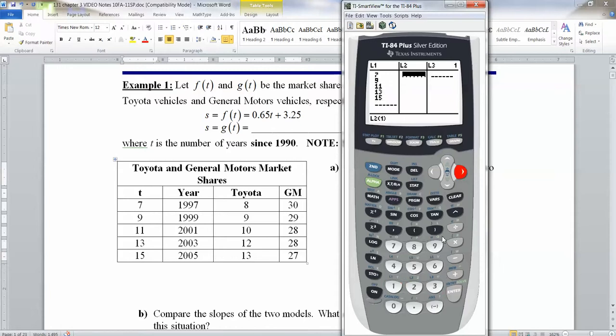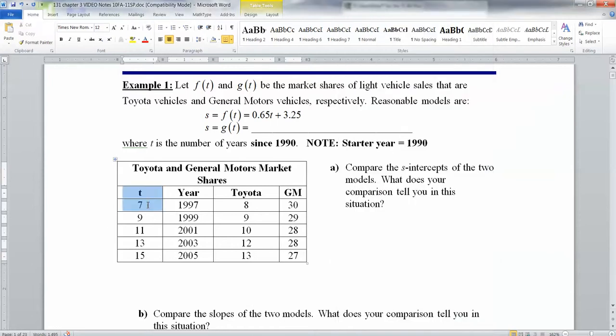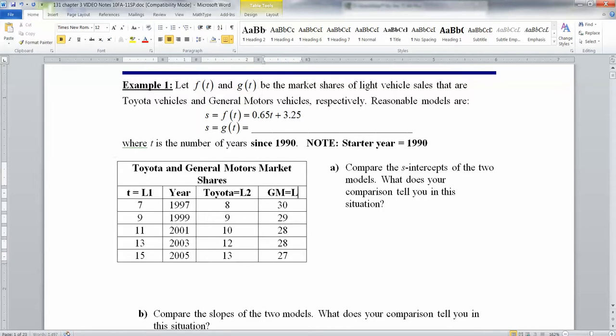Now if I want to find the Toyota one, I would type 8, 9, 10, 12, 13. And I'm going to be tricky, and I'm actually going to do GM as well: 30, 29, 28, 28, 27. All right, so I've got the years here. I'll make a note to myself, and so you should too. This is L1, Toyota is L2, and GM is L3, and we ignore the year because we don't really need it after we got the t's out of it.